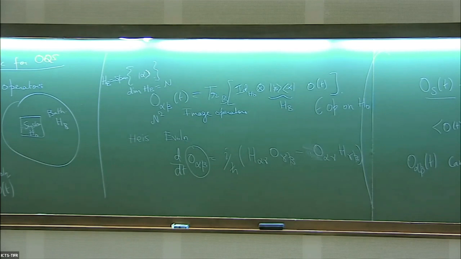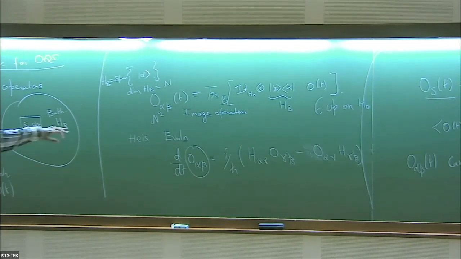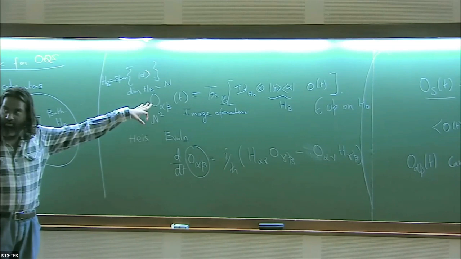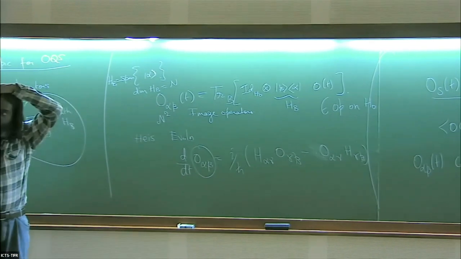Hi. Actually, I didn't get many things. Why are we defining this operator? How is it helping in this bath picture? Why are we defining these operators, O alpha beta, or the O_S of t?